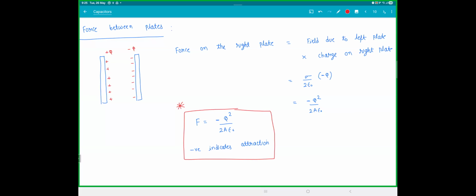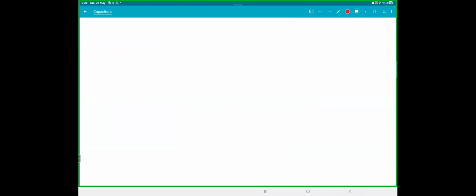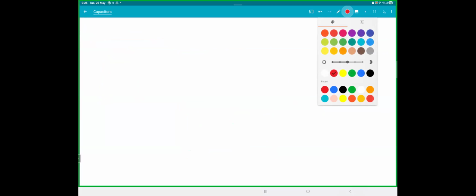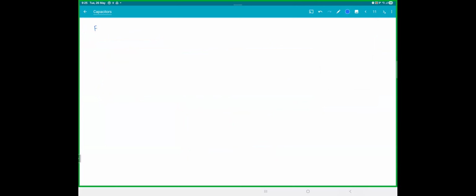Next thing, if you have force, you also have energy. That was the whole game, isn't it? We started the whole story with energy, that the system is storing energy. So we should find the energy stored in a capacitor.